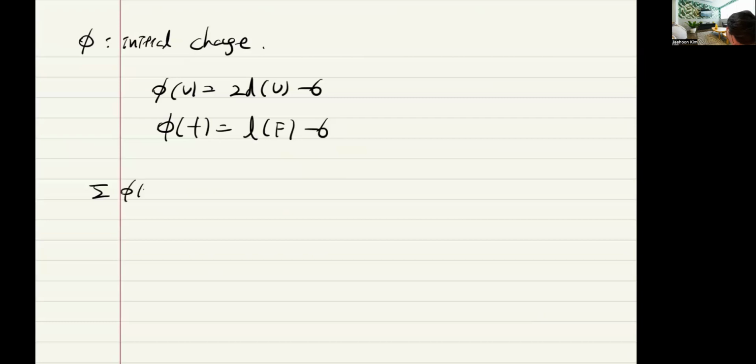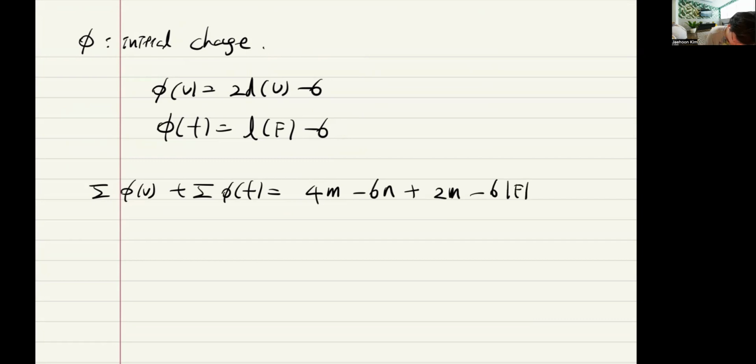Again, Euler's formula: the summation of these charges is what? The summation of 2 times the degree, which is 2 times the number of edges, minus 6 times the number of vertices, plus 4 times, so this is 4, and 2 times the number of edges minus 6 times the number of faces. Then this is negative 6 times the number of vertices minus the number of edges plus the number of faces. By Euler's formula, this is negative 2.